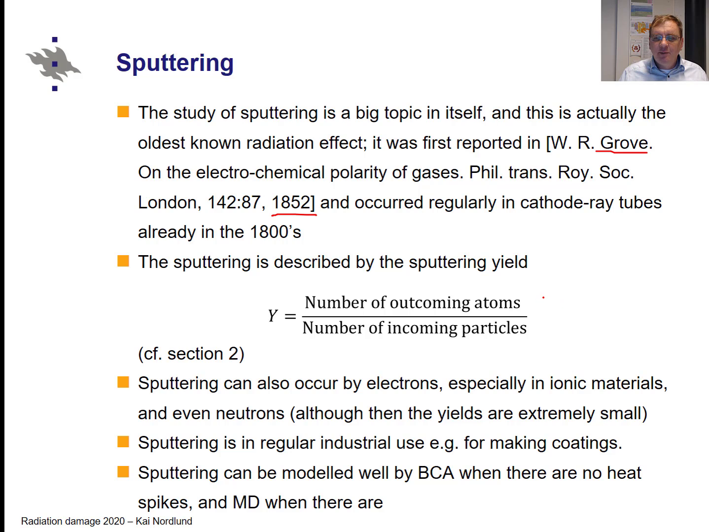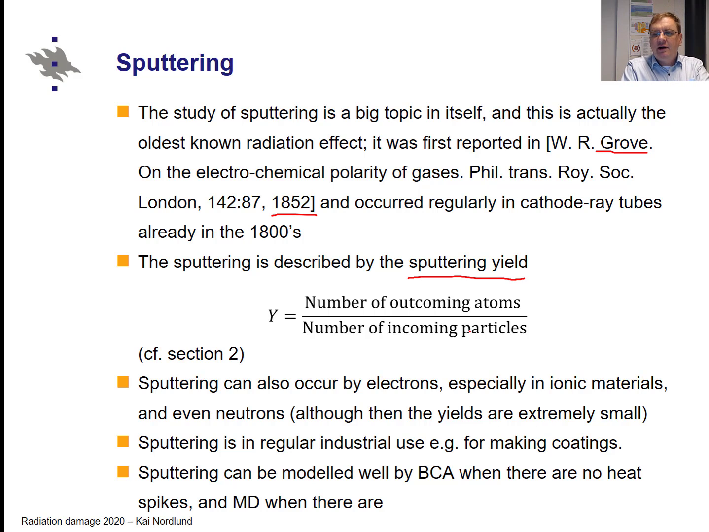There is a very simple measure for the amount of sputtering, which is known as sputtering yield, and this has already been mentioned earlier in the course. It's simply defined as the number of outcoming atoms divided by the number of incoming particles. In here, the incoming particle can in principle be any high energy particle.